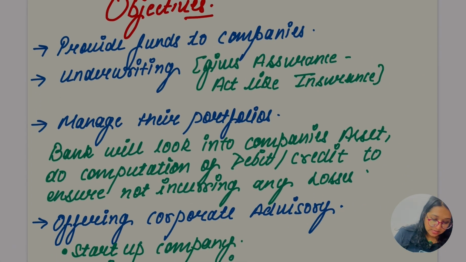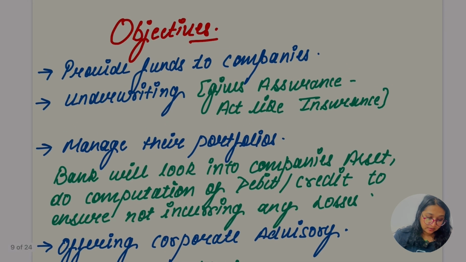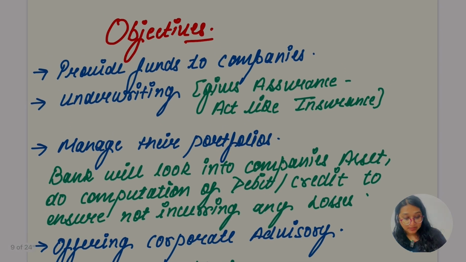There are some objectives of merchant banking. First, they provide funds to companies. They also give underwriting, which in simple language gives an assurance, like insurance. They manage the portfolio. Now how are they going to manage the portfolio? The bank will look into the company's assets and compute debit and credit to ensure that the company is not incurring any losses. If they are incurring any losses, then measures are taken by these companies.